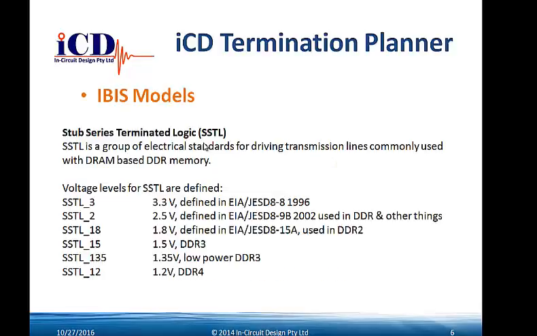IBIS models are good in that they don't give away any proprietary information. They let you know what the input and output requirements are of the device, but they don't deal with any of the internal operation whatsoever. So vendors are quite happy to give these models away or produce these models for people to use for signal integrity. Now, there's some sort of unusual terms they use for the models, and one of them is stub series termination logic, SSTL, which is quite common these days in DDR memory devices. Here I've got an example, or a few examples.